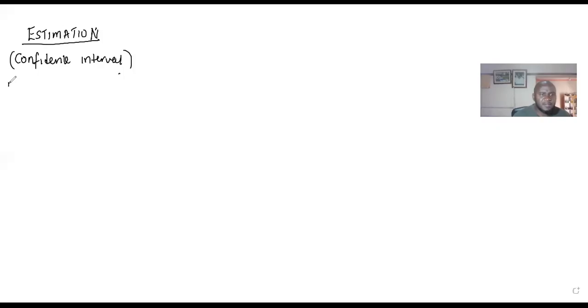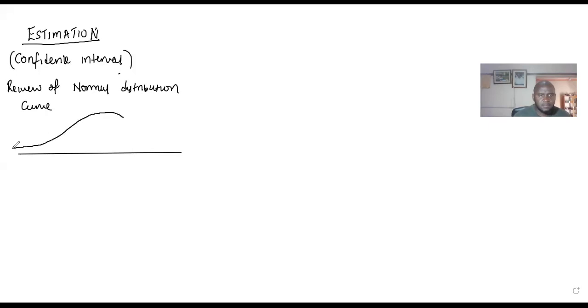This calls for, one, a review of the normal distribution curve. If you recall, our curve was always looking like this. We are going to have Z alpha over 2.